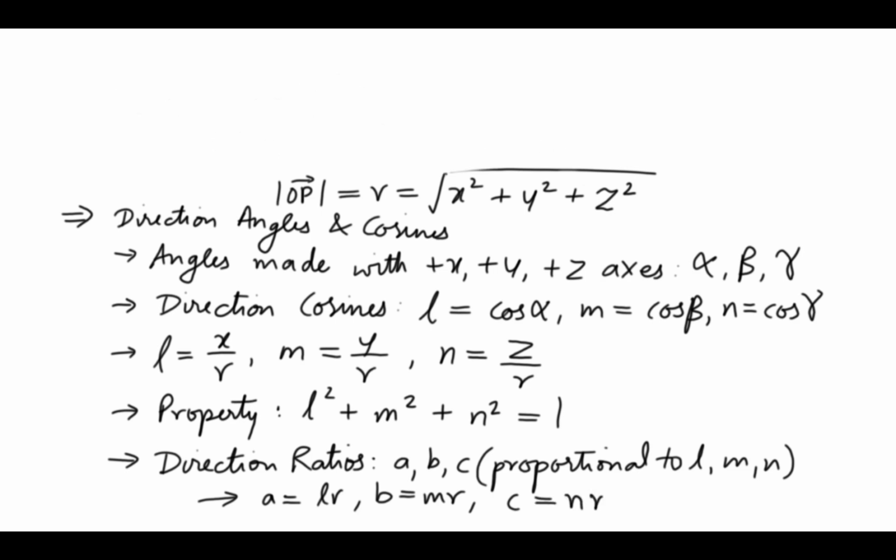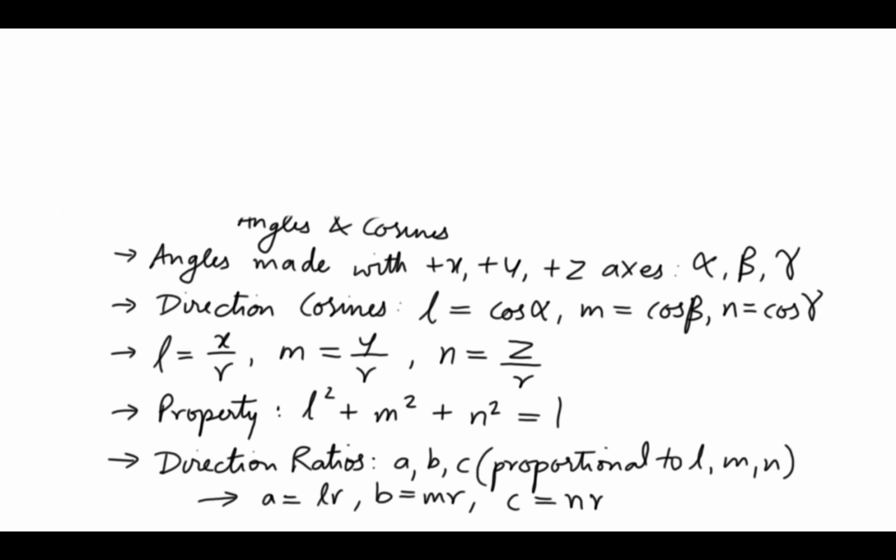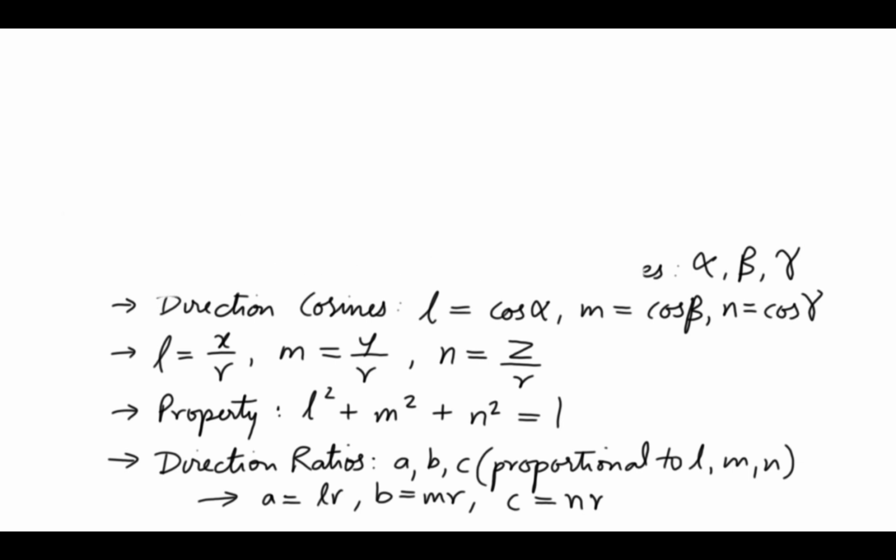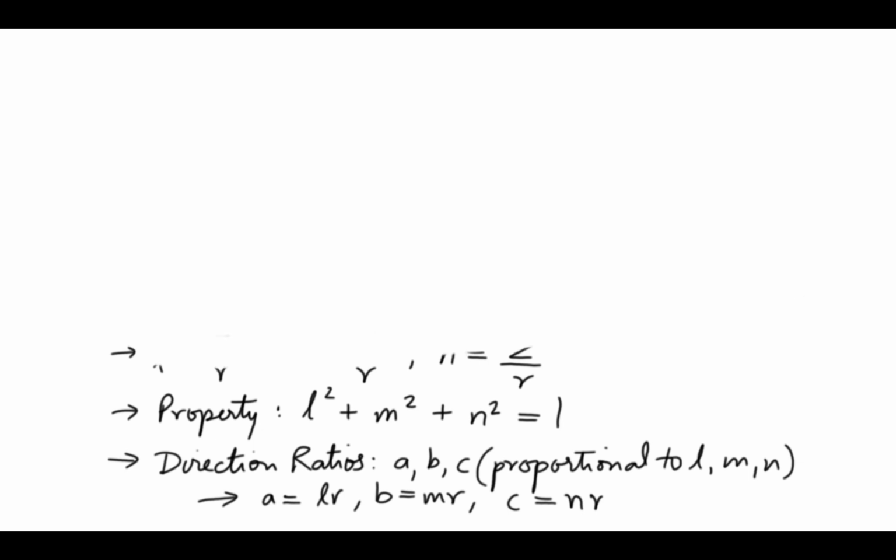If we multiply these cosines by the total magnitude r, we get numbers proportional to them, which we call direction ratios, denoted by a, b, c.